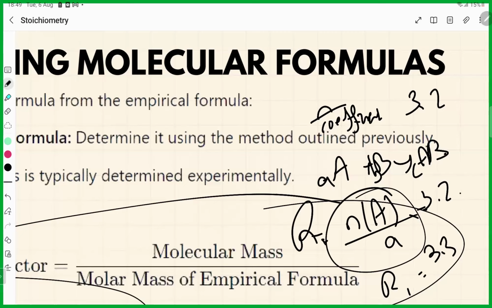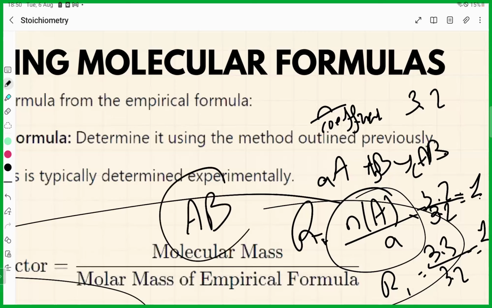So what do we do to obtain the formula? We divide by the smallest number, which is 3.2, and here we end up with a 1, and here also a 1, since they are so close to each other. This means that both of them are limiting, to be honest. So ending up, the molecular formula will be AB. Okay.